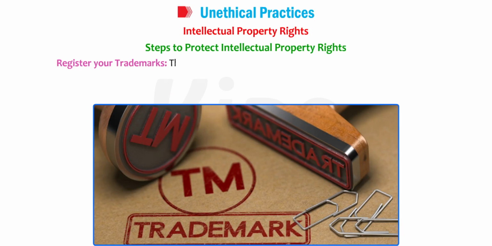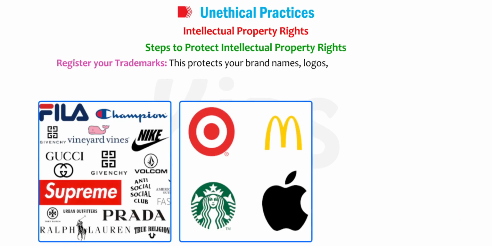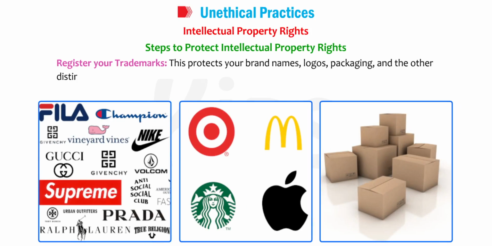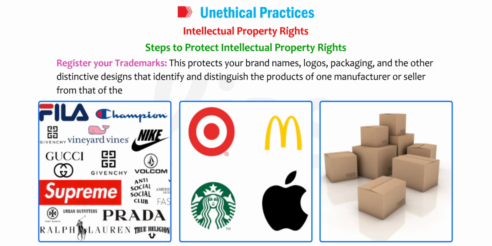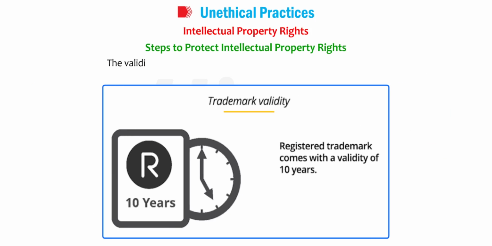Register your trademarks. This protects your brand names, logos, packaging, and the other distinctive designs that identify and distinguish the products of one manufacturer or seller from that of the others. The validity period for a trademark is 10 years and can be renewed.